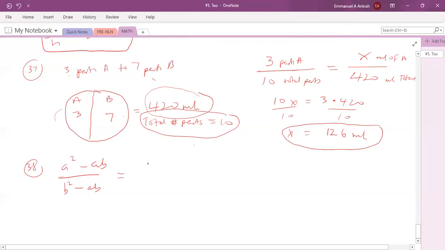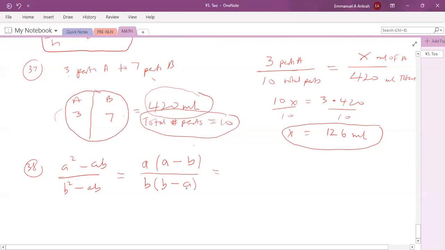Common factor is a. So you have to factor out the a. If I factor a out, this will be a, then minus b, over, there's a common factor in the denominator, which is b. So factor b out, you have b minus a. All right. Now, before I can cross anything out, they have to look alike. How can I make this look alike? I have a minus b, and I have b minus a here.